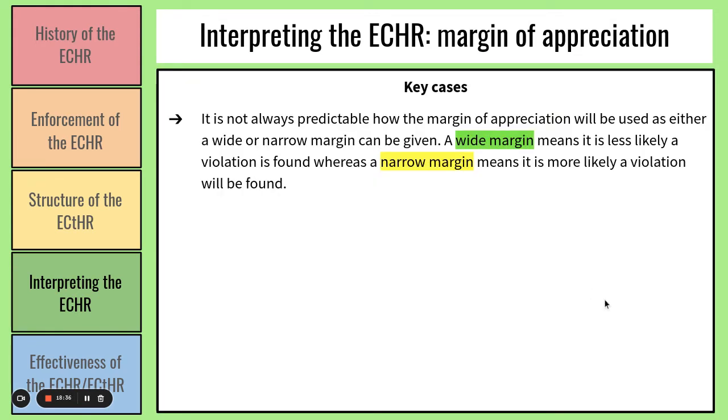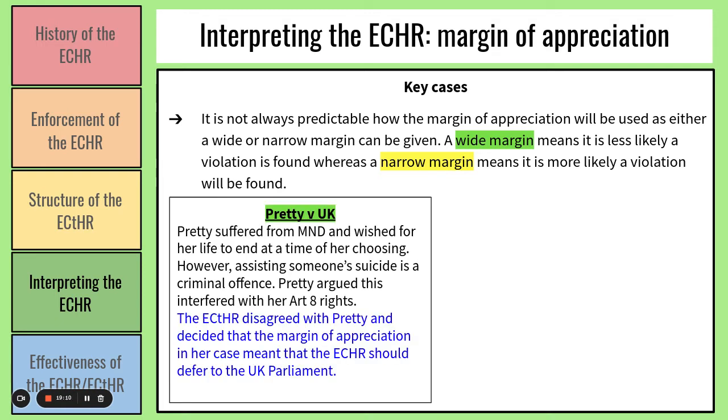So there are some key cases for this. The key cases show the difference between a wide margin of appreciation and a narrow margin of appreciation. It's never predictable as to how the margin of appreciation is going to be applied, but there are some cases which we'll have a look at in just a second. So if there is a wide margin of appreciation, it means it's less likely to find a violation. The court is less likely to find a violation, where a narrow margin means it's more likely a violation will be found. So let's have a look at a wide margin case.